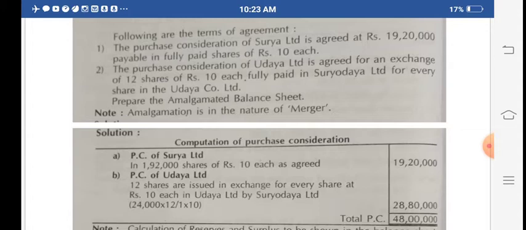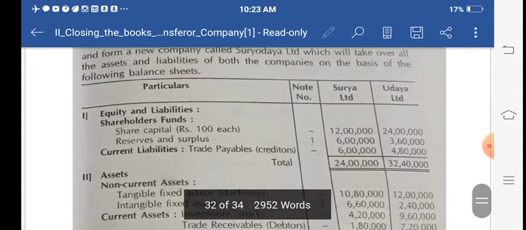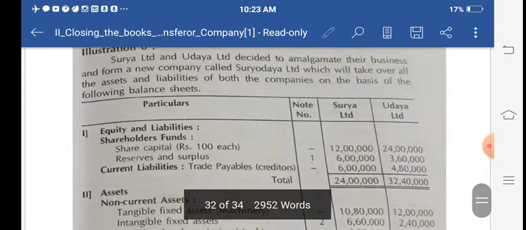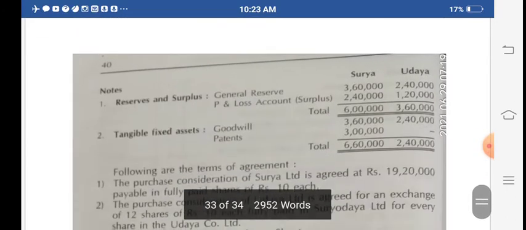Prepare the amalgamated balance sheet, and use the note given: we have to treat this as an amalgamation in the nature of merger. With the help of this information we will try to solve the problem. We just have to prepare the balance sheet, and we have to ascertain the purchase consideration.